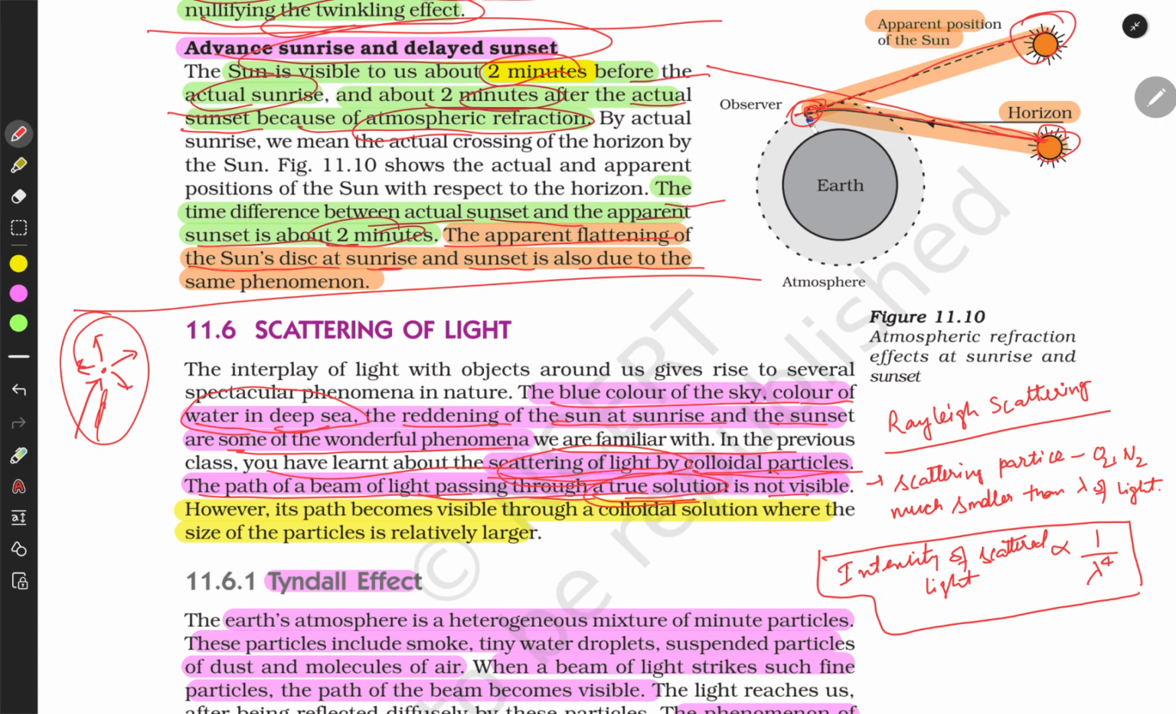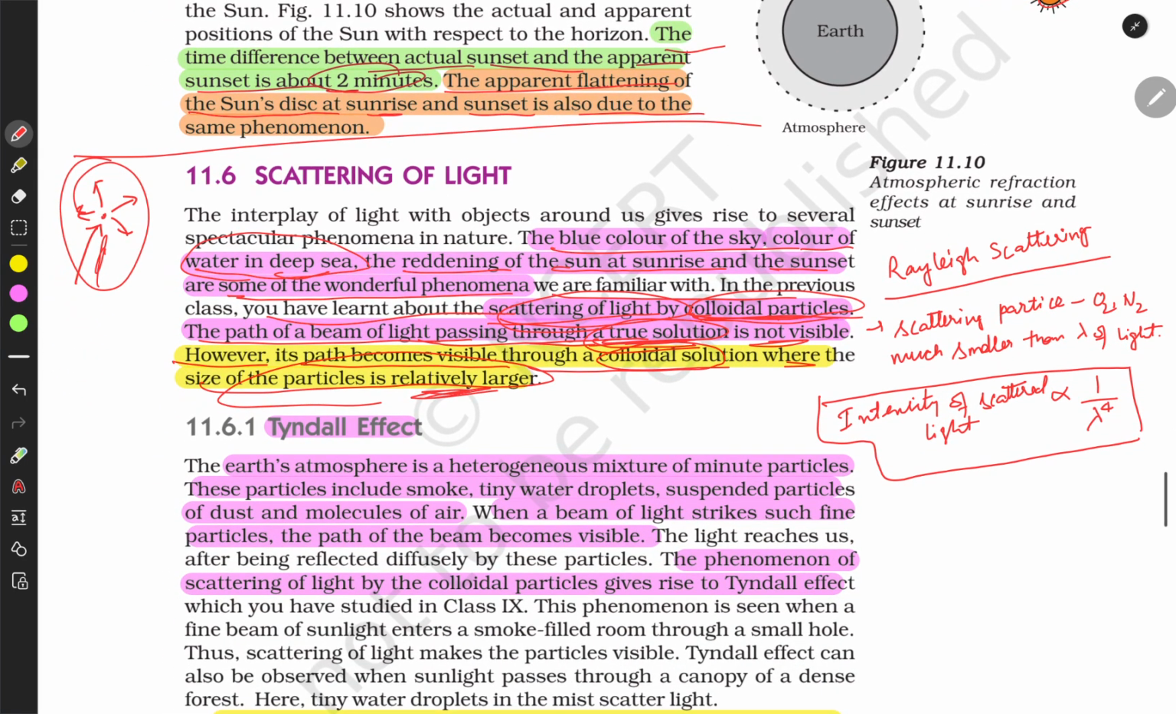through a true solution is not visible, because the true solution has a particle size far less than the particle size in the colloidal solution. However, the path becomes visible through the colloidal solution, where the particle size is relatively larger.